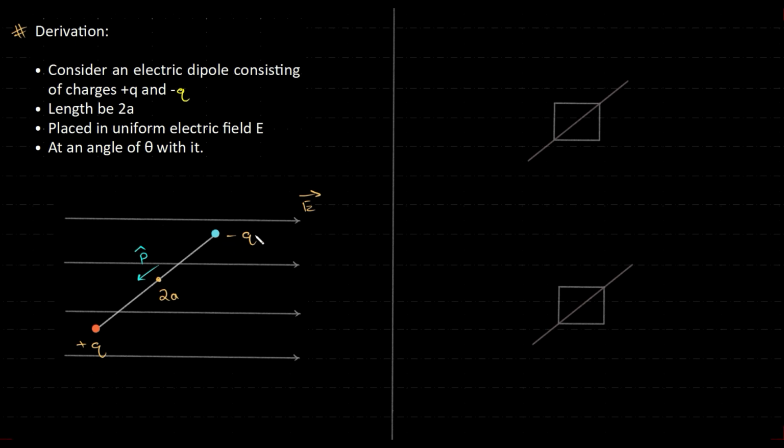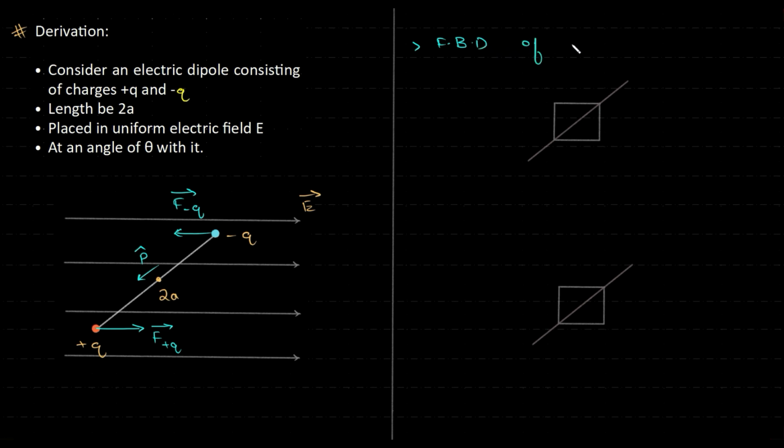Now, common sense tells that this charge, minus q, forget about everything else, will experience a force to the left, with F minus q as its force. While this positive charge will experience a push away in this direction. Agree? Simple. Now, let's resolve this. In what direction will we resolve? With respect to P, that is your dipole moment.